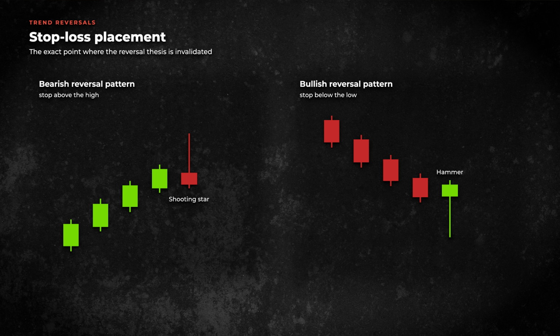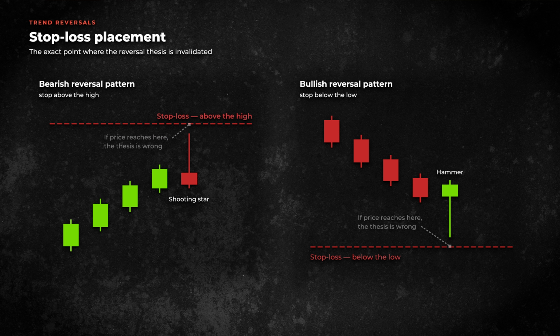On timeframes, start simple. You can use a 15-minute chart for entry signals and pattern recognition, and a 5-minute chart to fine-tune entry timing. Sub-1-minute charts can be noisy and make reversals harder to distinguish from random movement. For stop losses, place your stop above the high of a bearish reversal pattern or below the low of a bullish one. That's the exact point where your reversal thesis is invalidated. Your stop loss isn't just about limiting loss, it defines the exact point where you've been proven wrong.